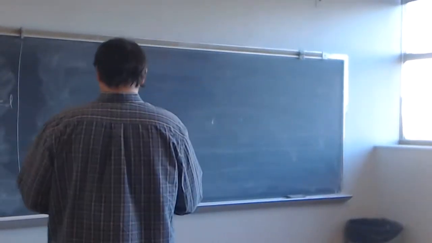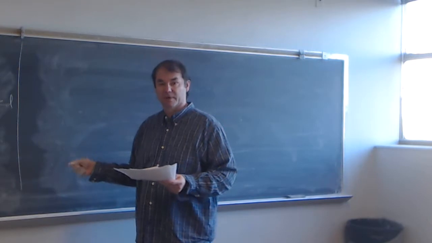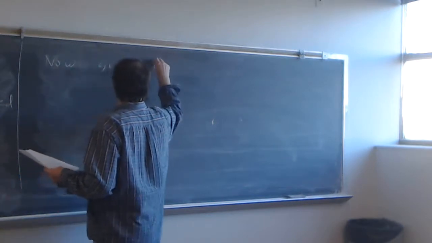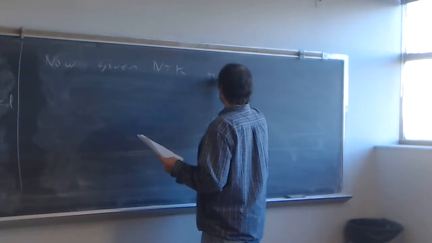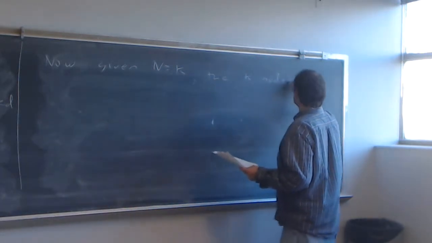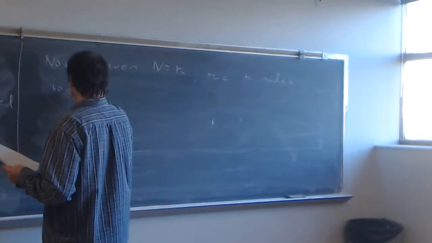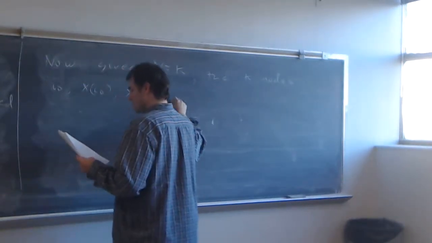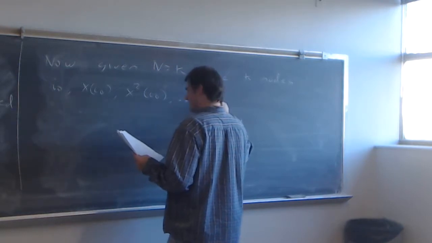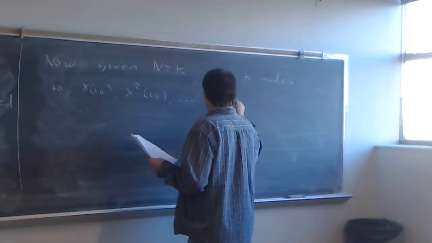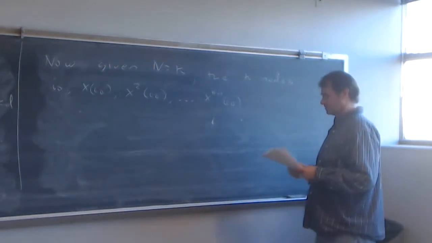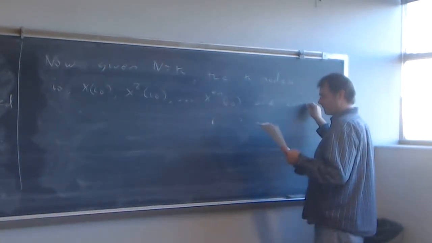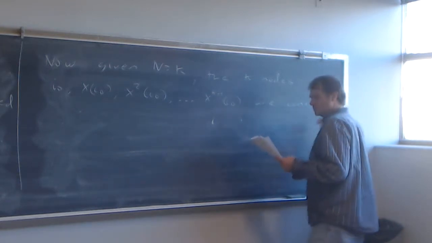Okay, so let us talk about this a little bit. I mentioned that phrase, supernova. So let me give some writing here about that. Now, given n equals k, the k nodes I sub naught, x of I sub naught, x squared of I sub naught, all the way up to x sub k minus 1 of I sub naught. That's k nodes. Are connected to each other.